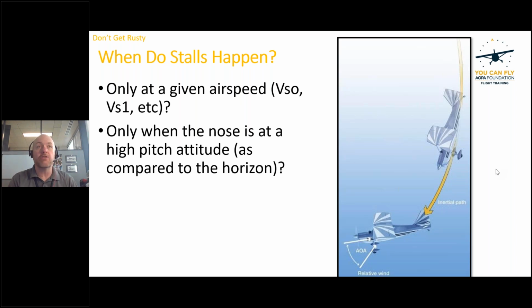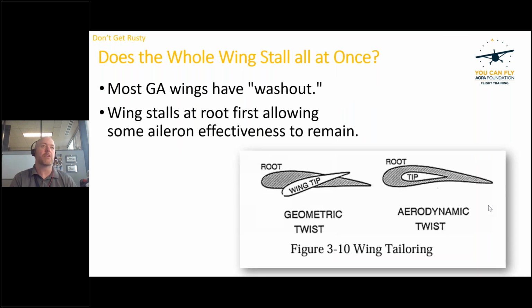But yeah, what I like to do is introduce them at that lesser power just to start with, get used to it, get proficient, and then you can ramp up to the full power ones once you get it. So we'll talk more about tips on those in a little bit. All right, does the whole wing stall all at once?